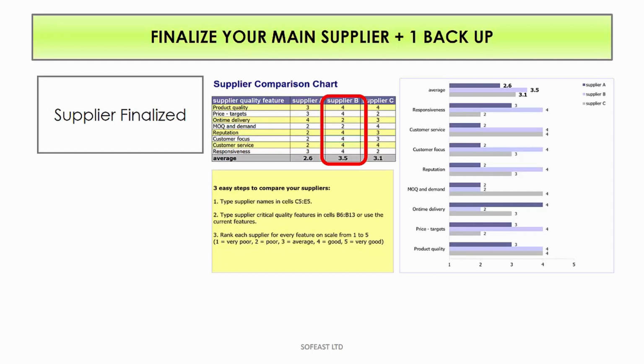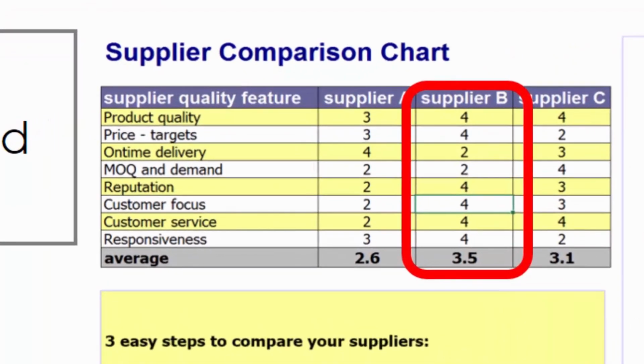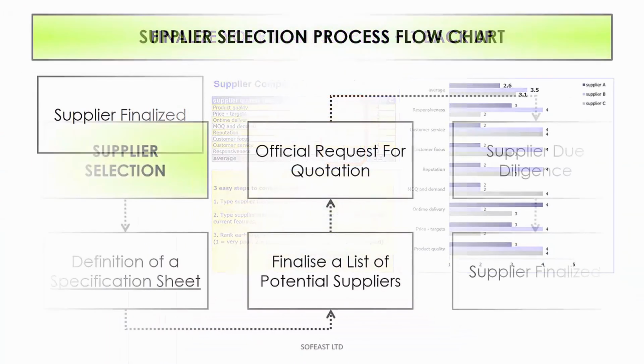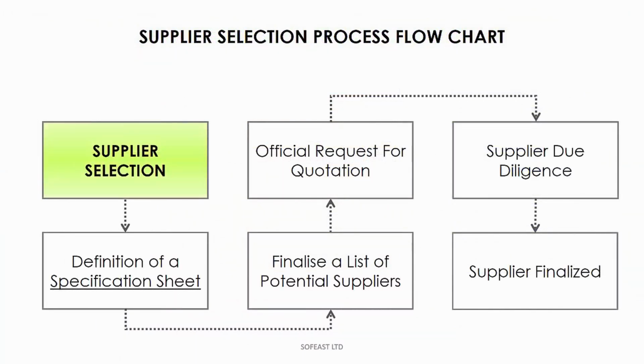Now you have finalized quotes based upon your specification sheet. You've gathered the information from the attributes in your comparison chart. You now have carried out your due diligence, and it's time now to finalize your main supplier. You can see in this slide we've added the scores, and you can see that supplier B is coming out on top as the preferred supplier. This is the supplier selection process as a flowchart.